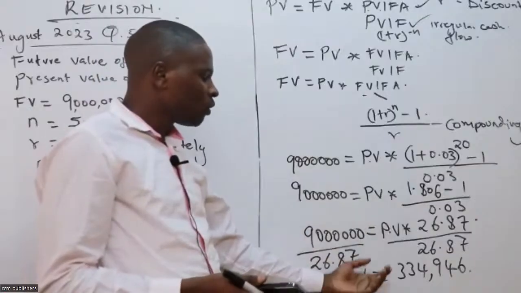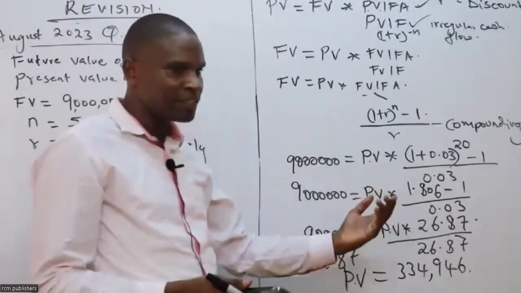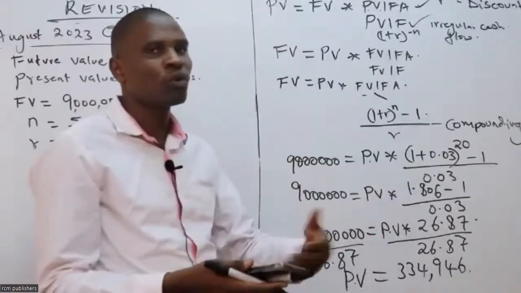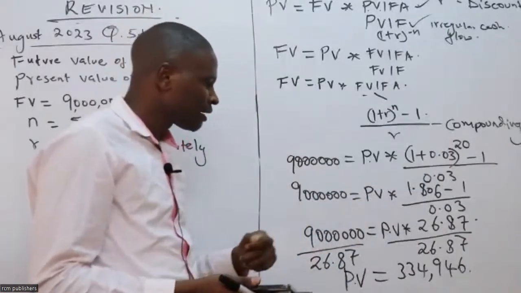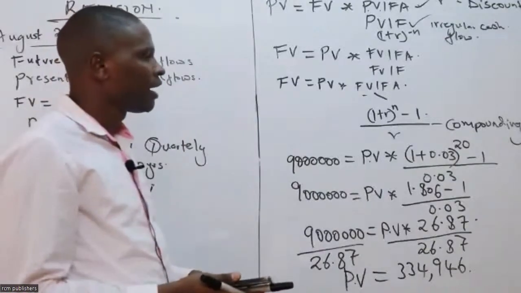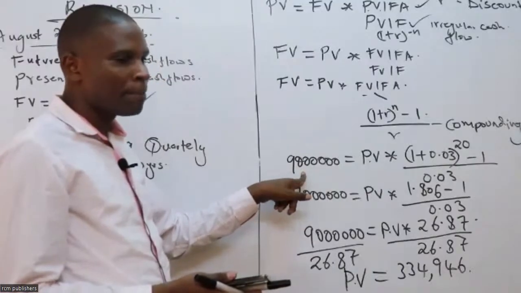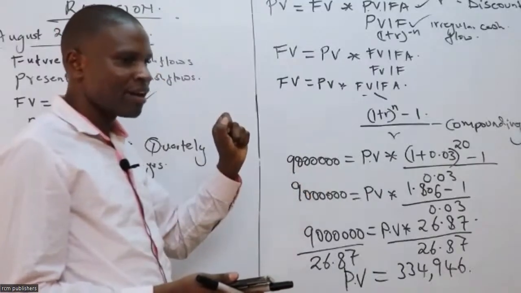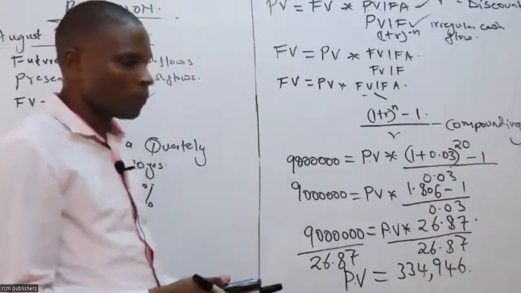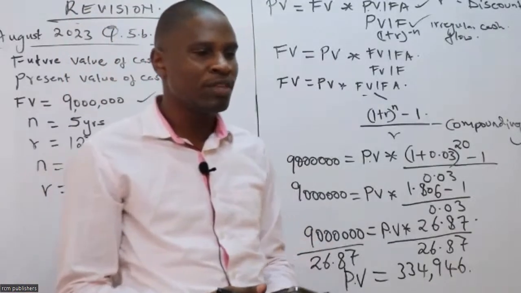So this person will be depositing 334,946 quarterly, of course, 4 times per year, to arrive at 9 million after a period of 5 years. So you can as well put yourself in the shoe of this person.